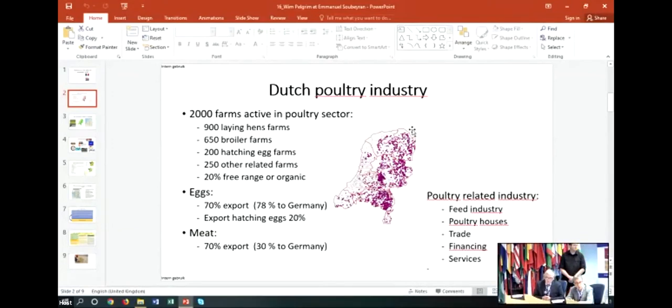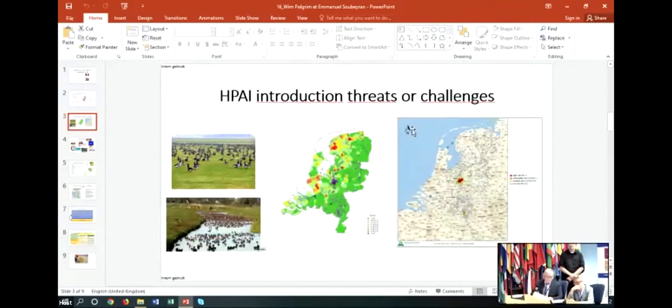Besides farms, we also have a lot of poultry-related industry, like feed industry, companies that design and construct poultry houses, traders, the financing industry, and of course, the services that have to be done on poultry farms. This slide summarizes the threats and challenges of avian influenza in my country.